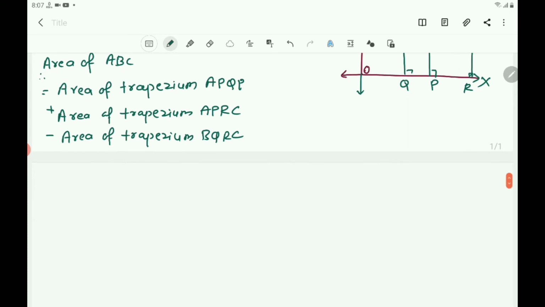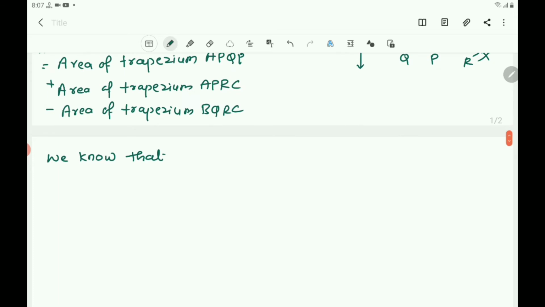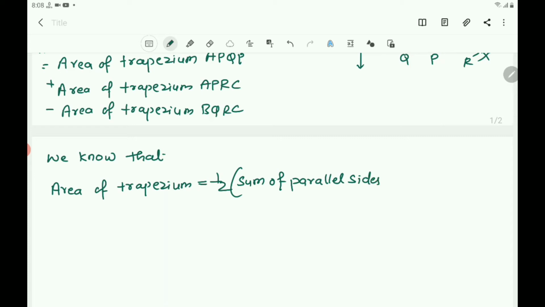Therefore, we know the formula to find the area of the trapezium. We know that area of trapezium equals half into sum of parallel sides into distance between them. So let us write the formula for each.